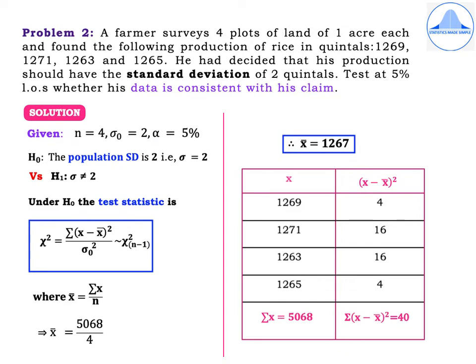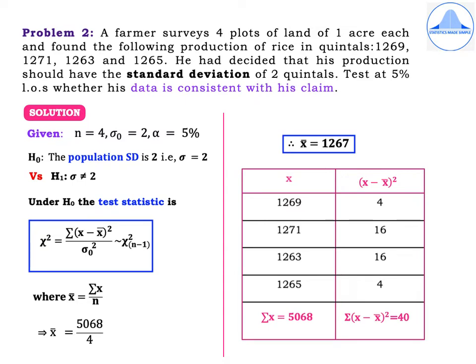Now we need to find out x minus x bar the whole square. So in the table form the second column as x minus x bar the whole square. So take each x value, subtract it from x bar and then square it. So it is 1269 minus 1267, which is equal to 2. So 2 square is 4.